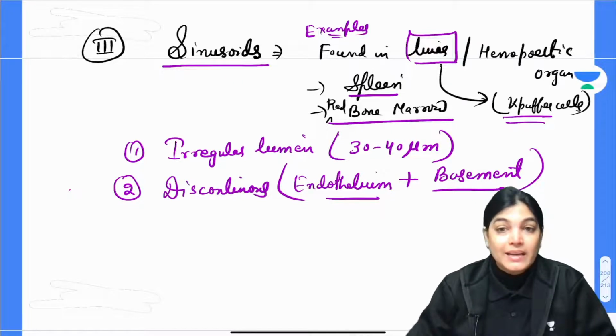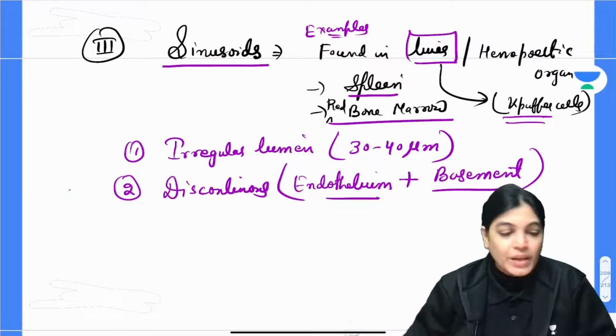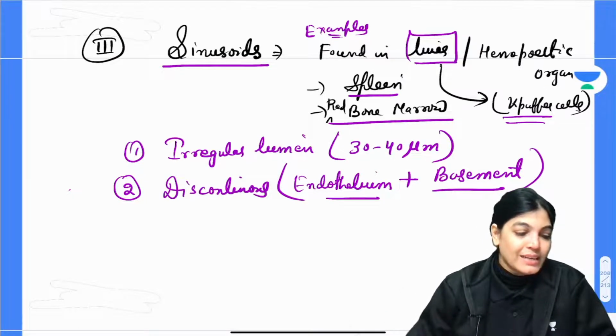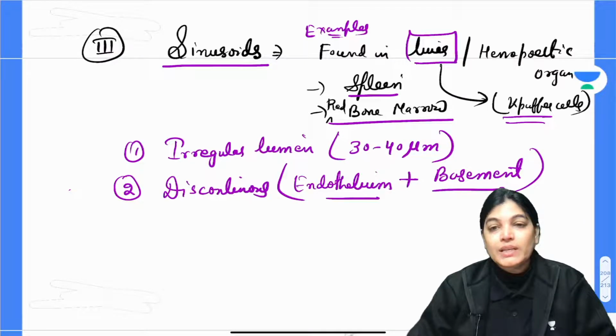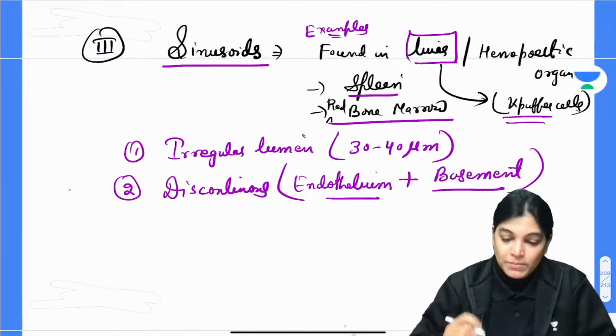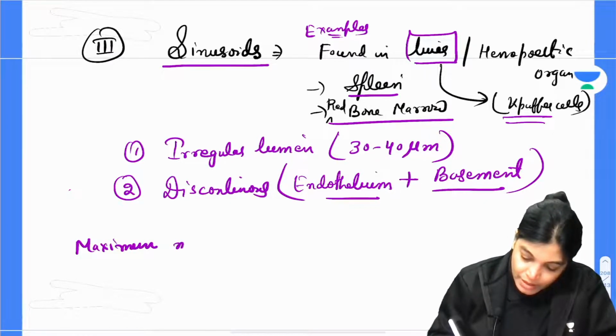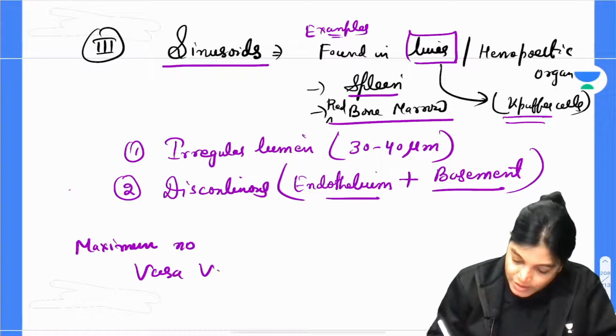Other than that, in the elastic artery the thickness of the tunica media is 3 times that of the tunica adventitia, but in the muscular artery the thickness of tunica media and tunica adventitia is 1:1. When we are talking about the vein, which is the thickest layer? It is the tunica adventitia. Maximum number of vasa vasorum. What do you mean by vasa vasorum?